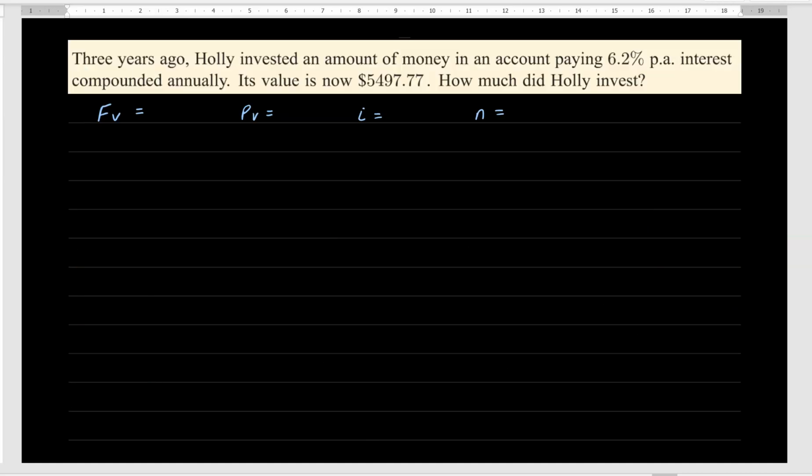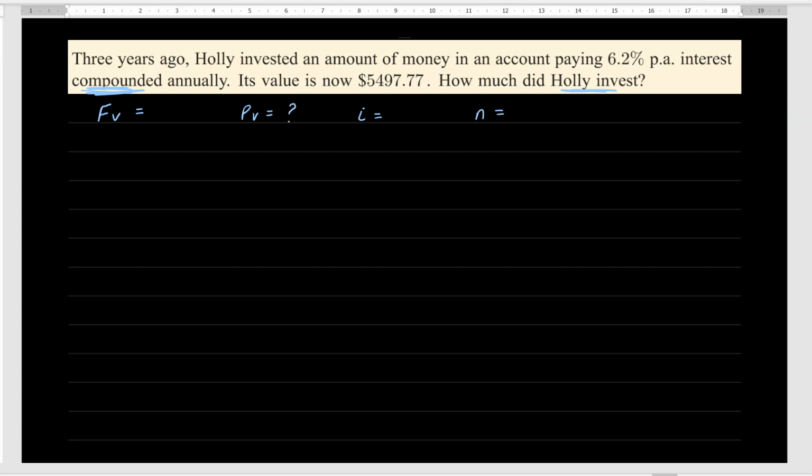Okay, so the second type of question that we're going to get: 3 years ago, Holly invested an amount of money in an account paying 6.2% per annum, compounded annually. So again, as soon as we see compounded, we're going to our future value, present value, I and N. How much did Holly invest? So this time, how much did she put in originally?